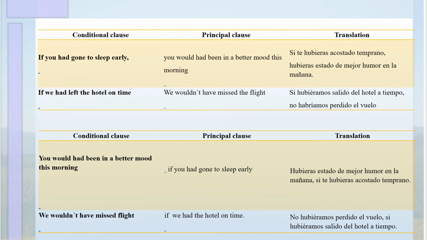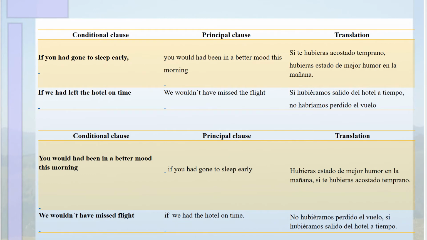In the next chart, you can see another example of the third conditional. In the first sentence, if you had gone to sleep early is the conditional clause. You would have been in a better mood this morning is the principal clause. Translation: Si te hubieras acostado temprano, hubieras estado de mejor humor en la mañana.